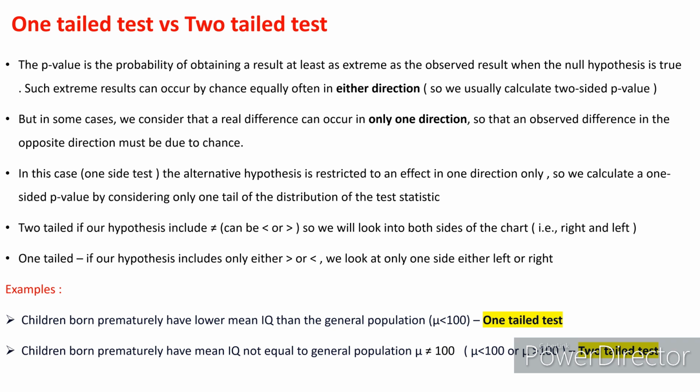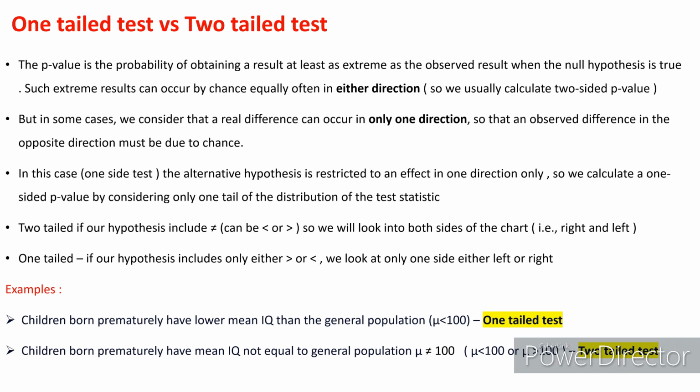So to make it more simple, it is a two-tailed test if our hypothesis includes not equal to. When we use the words not equal to, it can be less than or more than, so we try to look into either side of the graph. Okay. So that is called a two-tailed test. But in a one-tailed test, we will be clear that we will say that it is less than or more than. So if our hypothesis includes only either more than or less than, we look at only one side, either left or right, right? So that is called a one-tailed test.